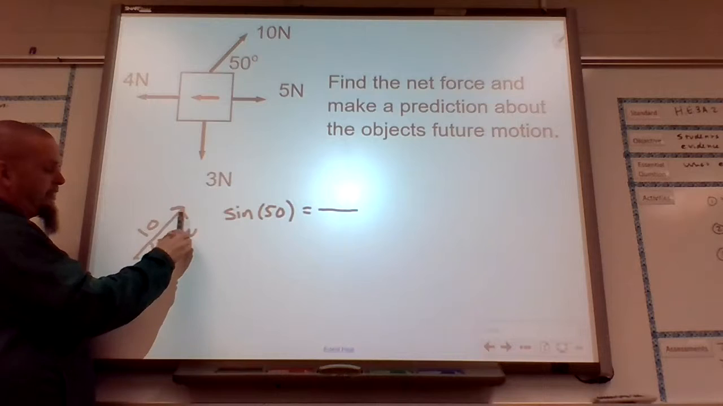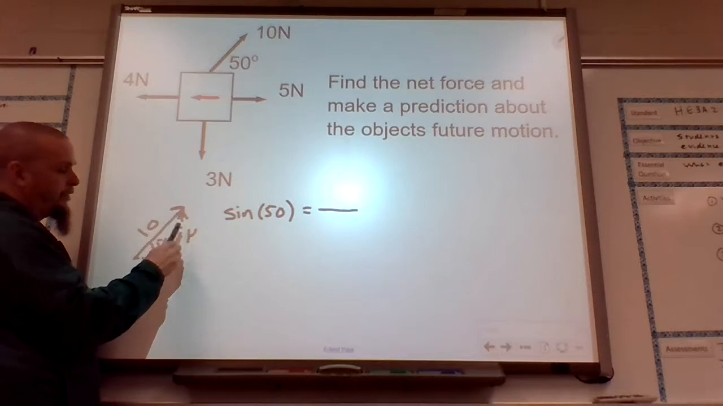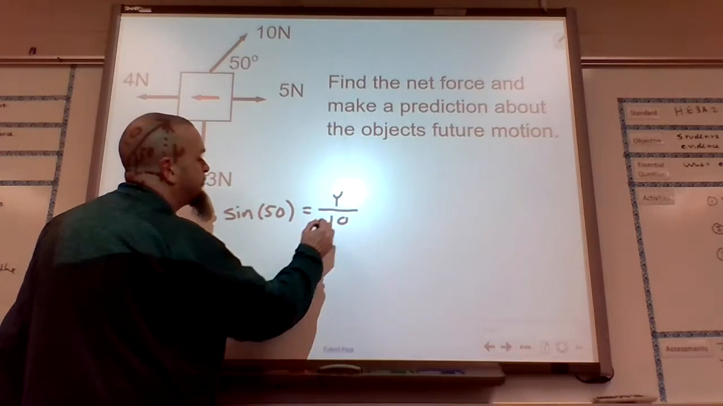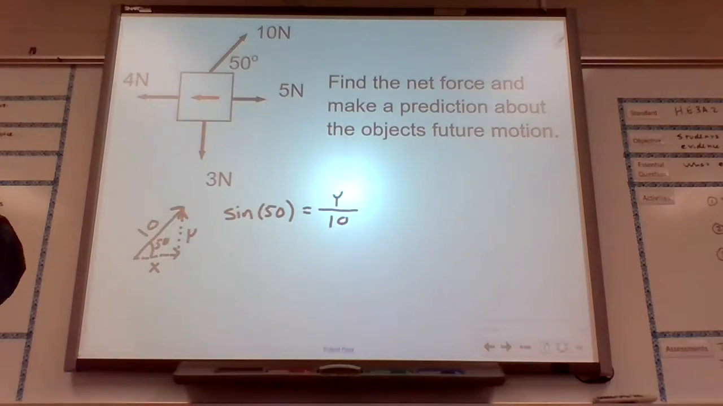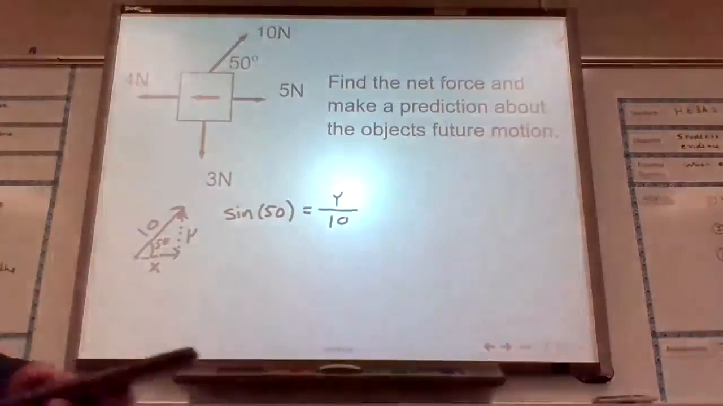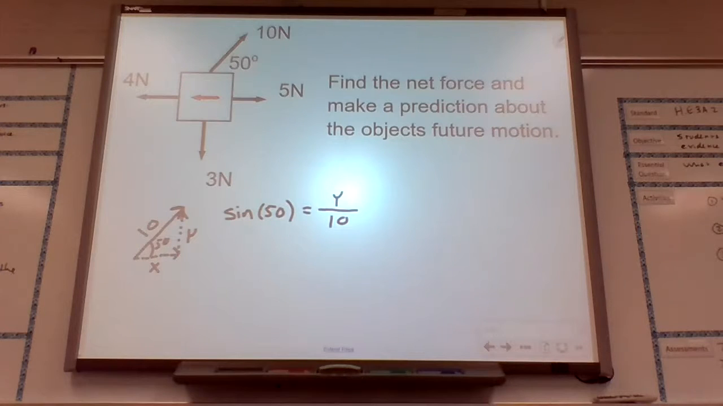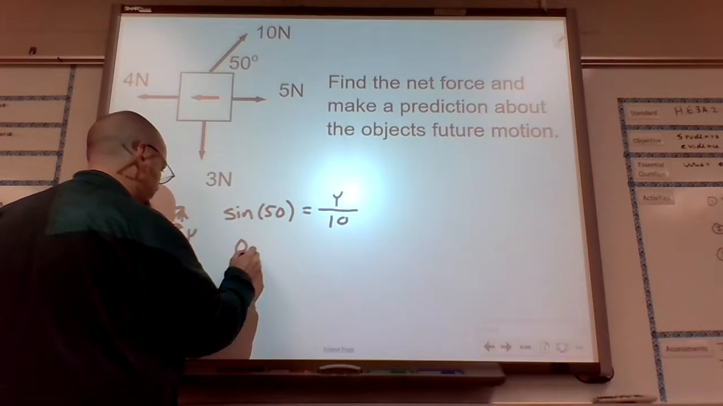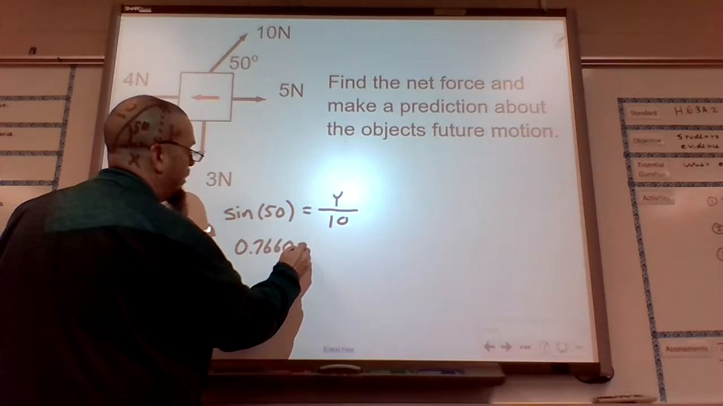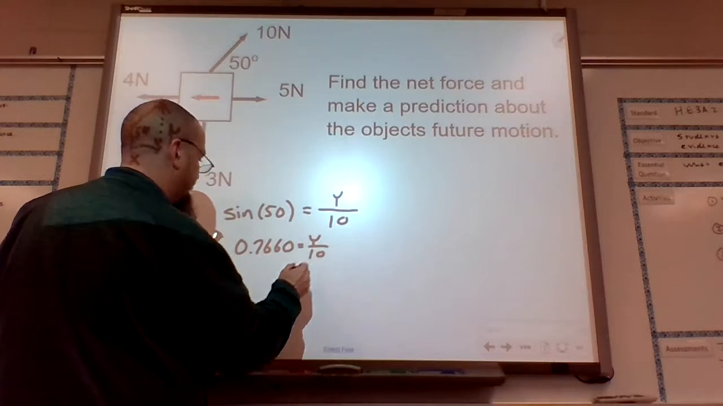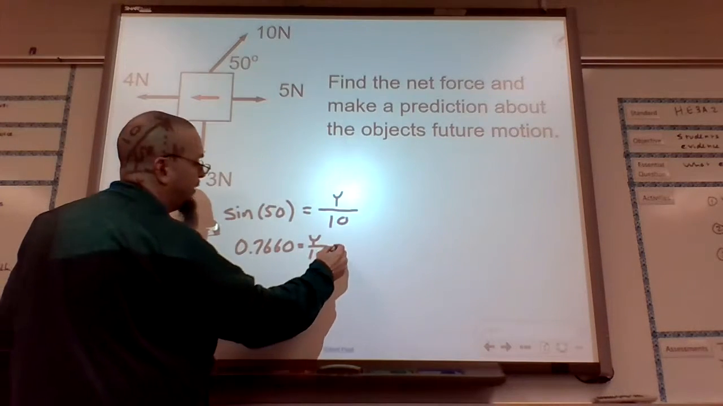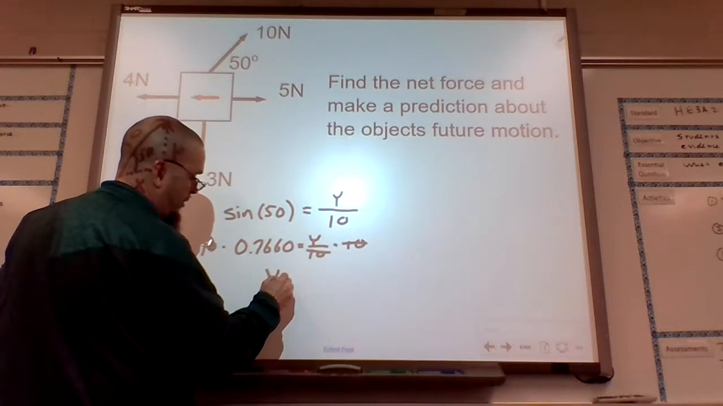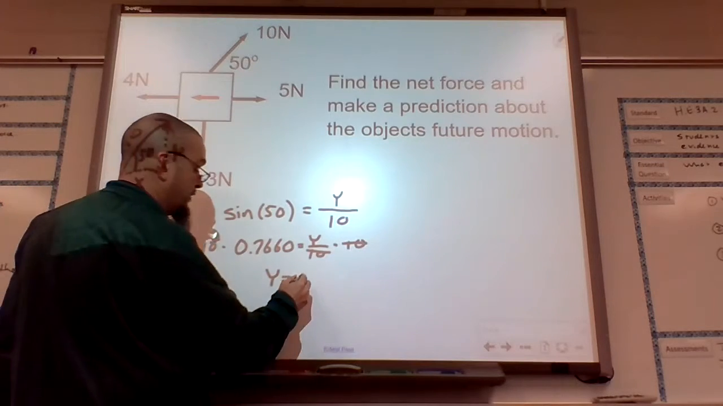Opposite is the side of the triangle that is not part of your angle, so that's y. The hypotenuse is 10. Sine of 50 equals y over 10. Sine of 50 is 0.7660. Again, that is equal to y over 10. Multiply both sides by 10. My y component is equal to 7.7, rounded.